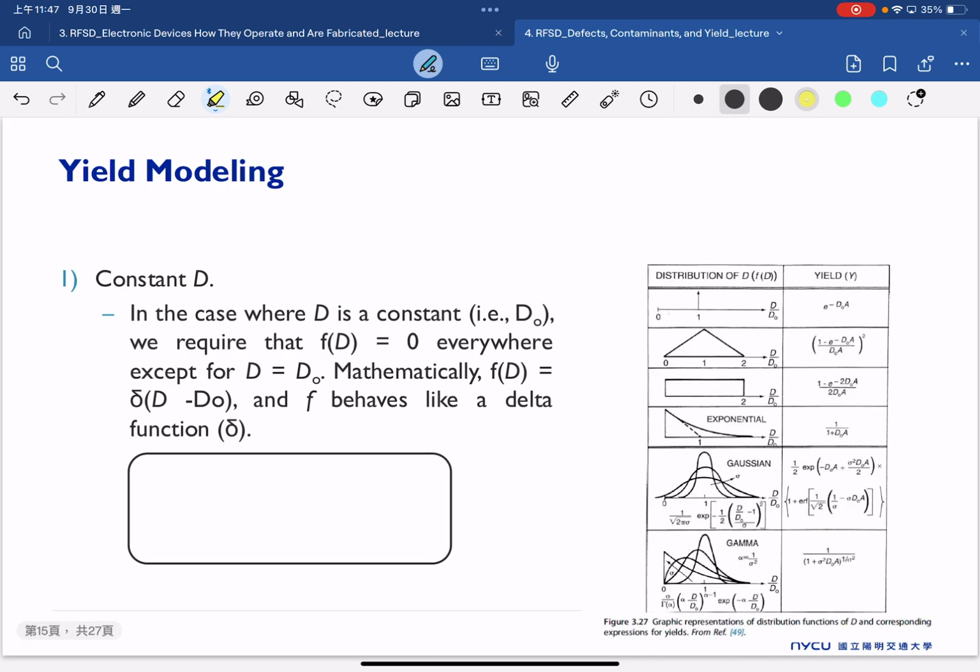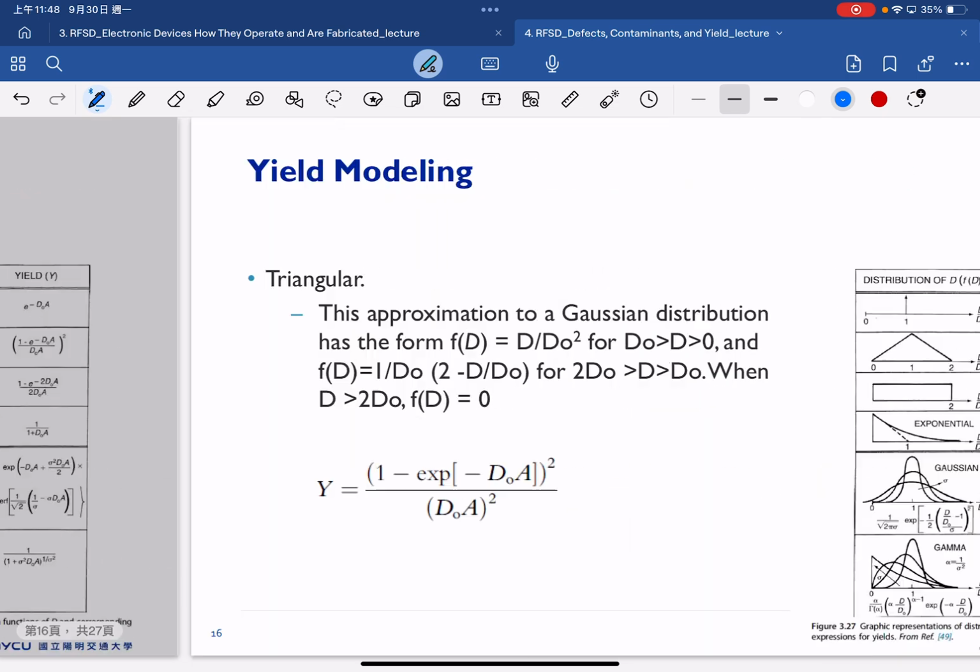So now let's look at it case by case. If we consider the defect density function is a constant D, that means f(D) will be equal to 0 in this region, but only nonzero at this point where we have the defect. Therefore the function will behave like a delta function. So now Y is equal to exponential minus D0 times A. So that's back to our previous case, if we only have the constant D at a certain location.